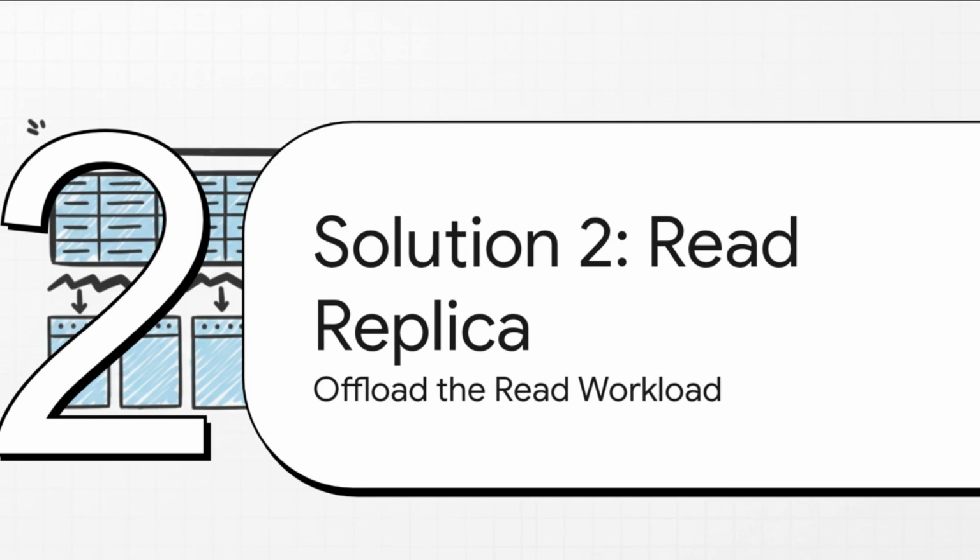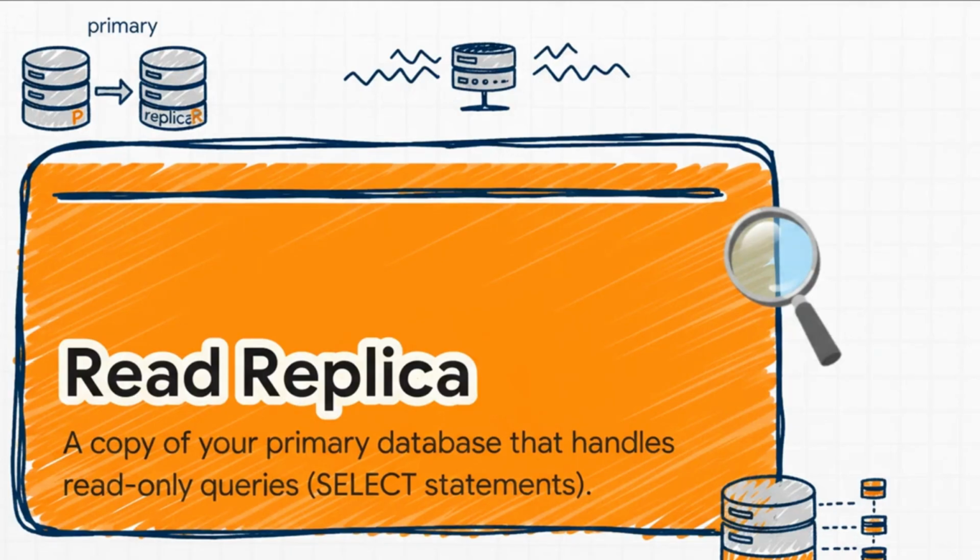So if partitioning is all about splitting up the data, our next solution, read replicas, is all about splitting up the work. And a read replica is, well, it's pretty much exactly what it sounds like. It's a copy of your main primary database. Its whole purpose in life is to do one thing and one thing only: handle read queries. All those select statements that are just fetching data for users to look at, they get sent to this copy.